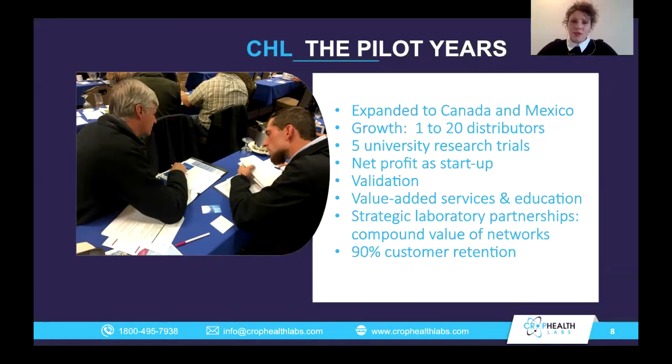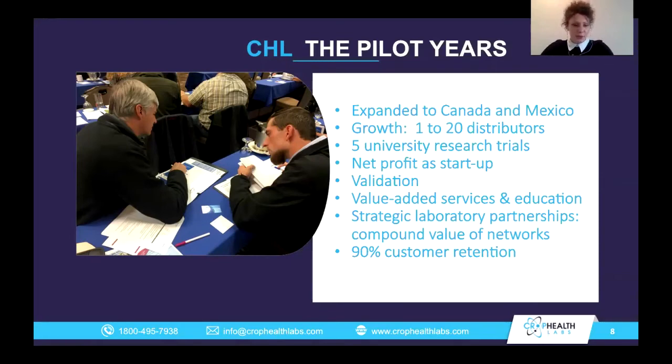In the past 2 years, Crop Health Laboratories has made some significant progress. We've expanded to Canada and Mexico. The primary objective was to get SAP analysis up and running in the United States and to test the marketability there. However, Canada and Mexico, through some of our extended networks, have been very interested in the technology and have adopted it. In terms of growth, we started out with one distributor in 2014 and have expanded to 20.